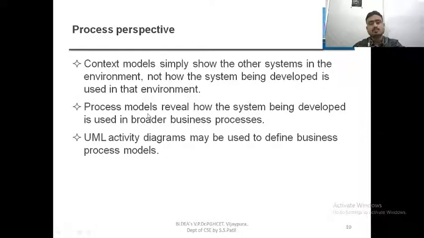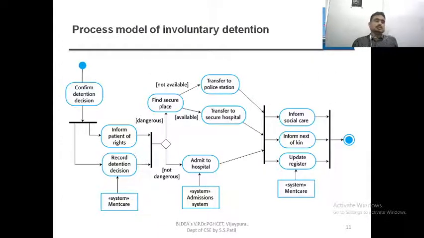Okay, the process models reveal how the system being developed is used in the broader business process. The process model is going to reveal what it deals with, how we are going to develop it, and how it is used as a business process. For that we are going to use the UML activity diagram, which is defined in the next diagram. Just observe the process model of the involuntary detention center. I'm going to ask a few questions.